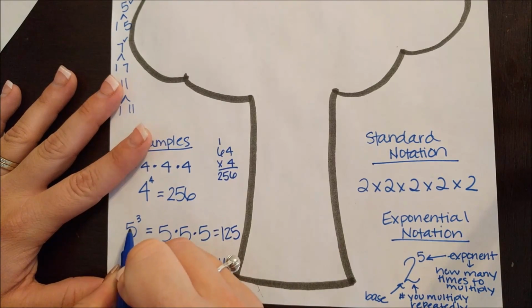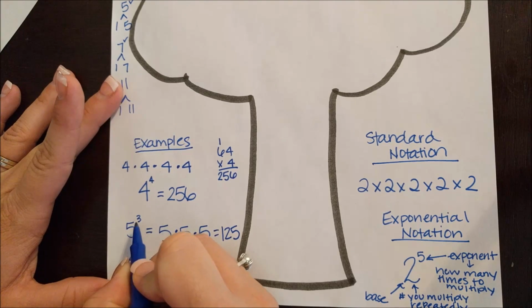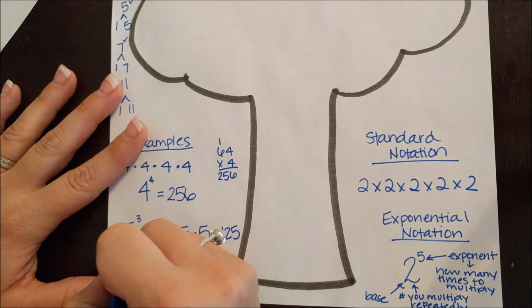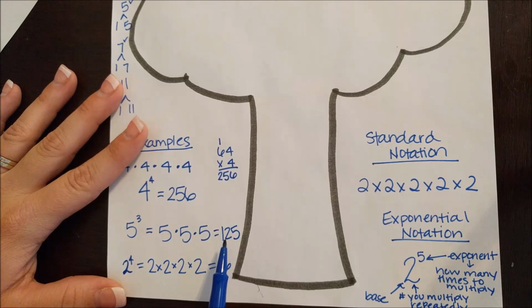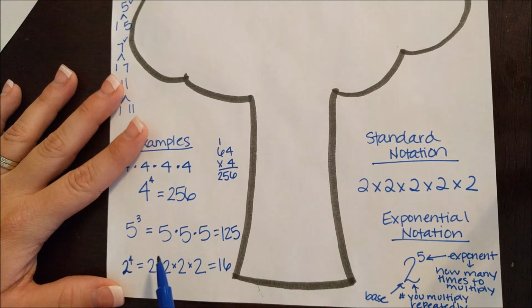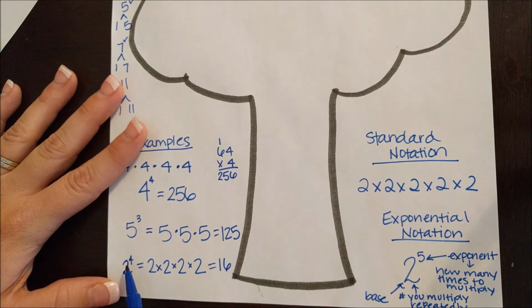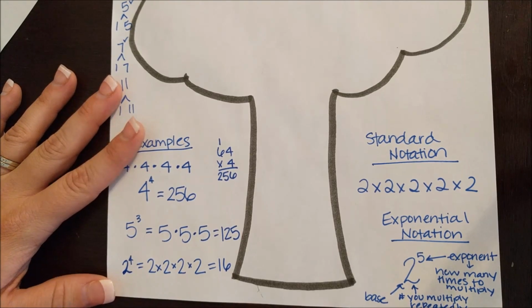As you can see, if you looked at 5 cubed and thought, oh, 5 times 3, well, 5 times 3 is 15. 15 is not 125. Same thing here, 2 to the 4th power. Well, you can't say 2 times 4, because 2 times 4 is 8, and that's not the right answer. The right answer is 16. So please don't look at it that way.